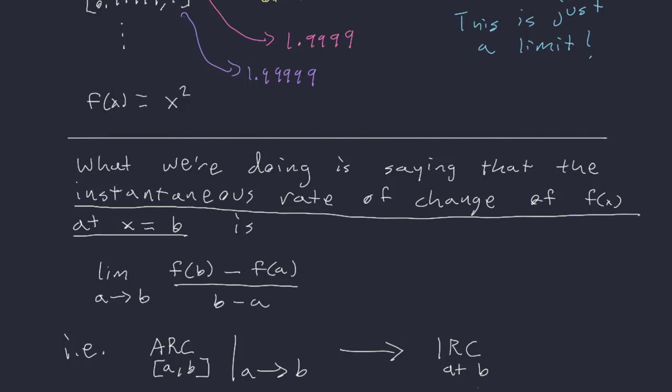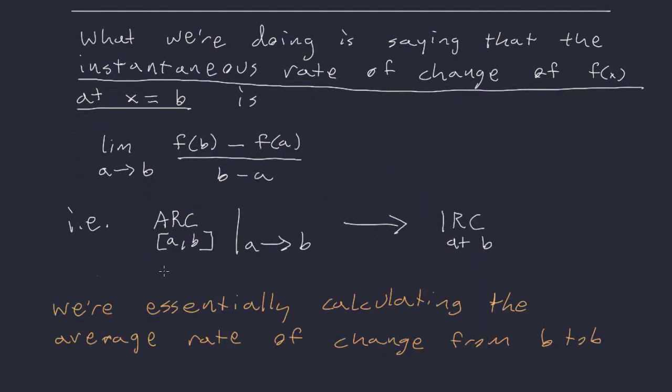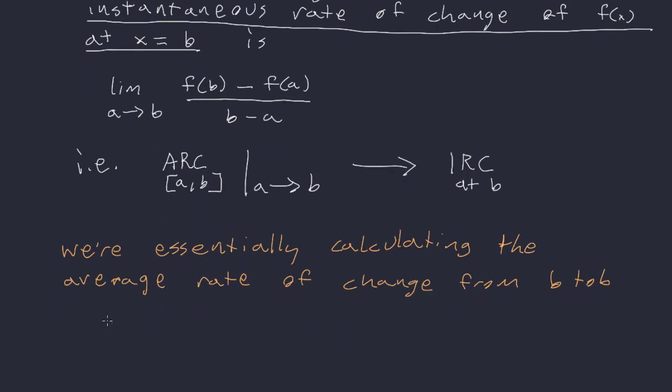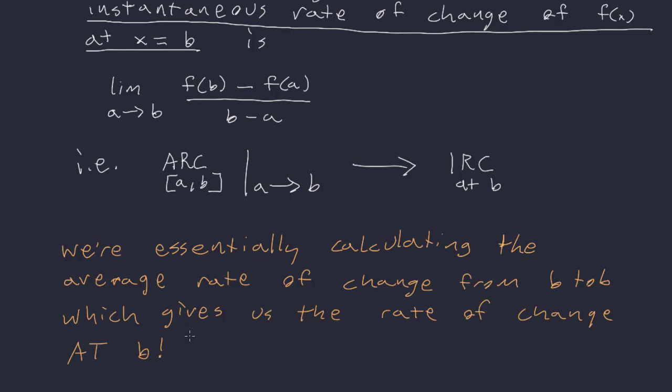Okay? It's actually kind of fascinating because what we're doing is we're taking the average rate of change from b to b. That's essentially what we're doing. We're essentially calculating the average rate of change from b to b, which gives us the actual rate of change at b. However, we can't just plug b into the formula. We can't just calculate, say, f of b minus f of b over b minus b, because what we get is 0 over 0. However, we can take the limit.